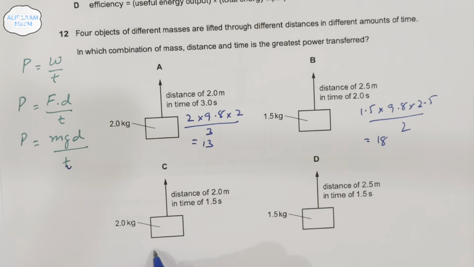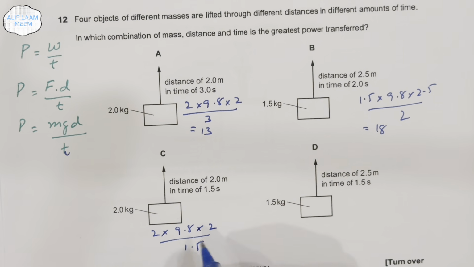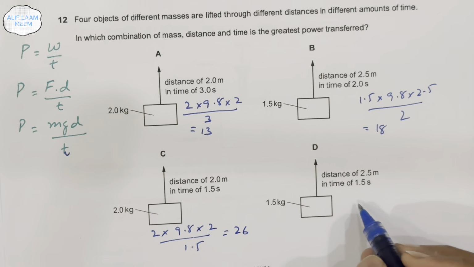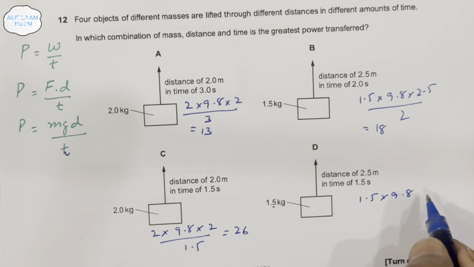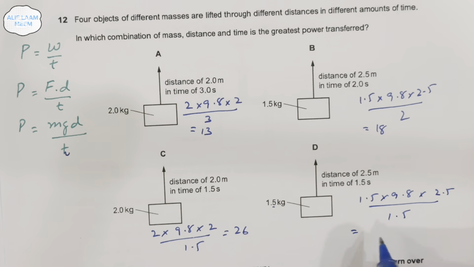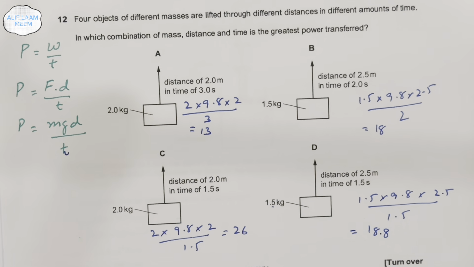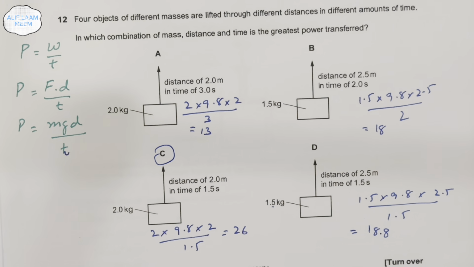And over here you also have to apply this formula. 2 times 9.8 multiplied by 2 divided by 1.5. You get the value that is equal to 26.13. You can write 26. And over here you also need to apply this formula. M is 1.5, g value is 9.8, and the value for the distance is 2.5, and divide by 1.5. You get the answer that is equal to 18.8, or you can round it to 19. And option number C is carrying the greatest value. So option number C is the right answer.